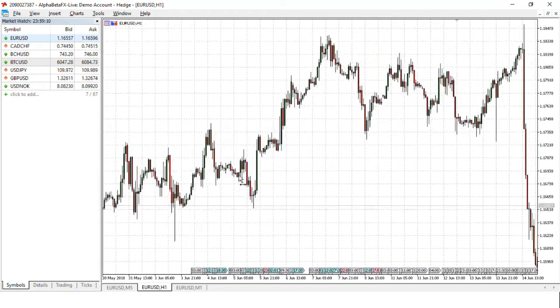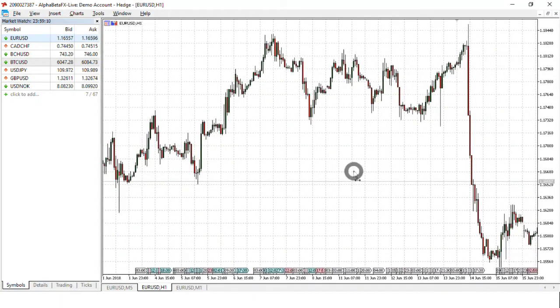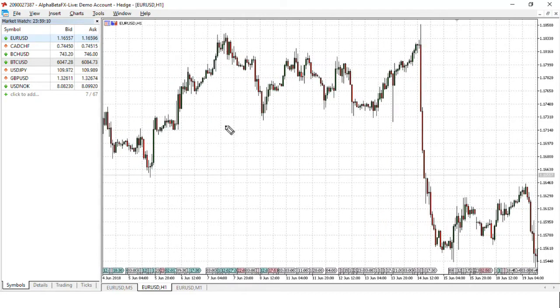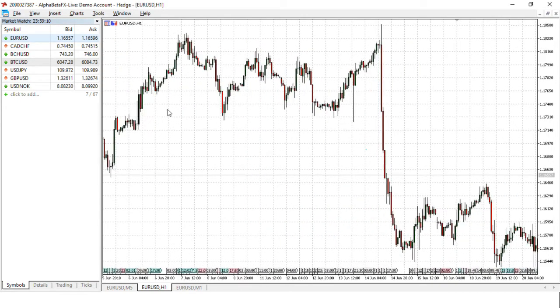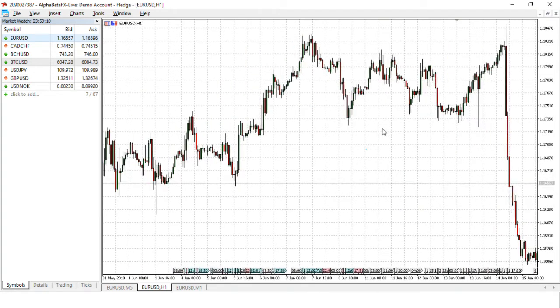Now we search whether any other head and shoulder pattern has formed. It tried a little bit to form here, but not perfectly. So till now we have found one here. This was our head and shoulder chart pattern.